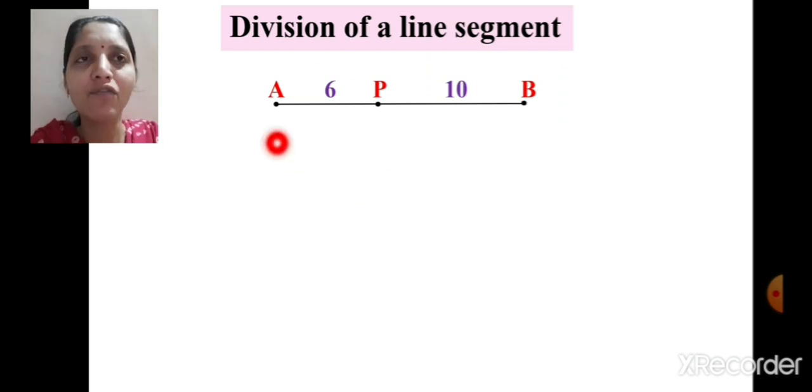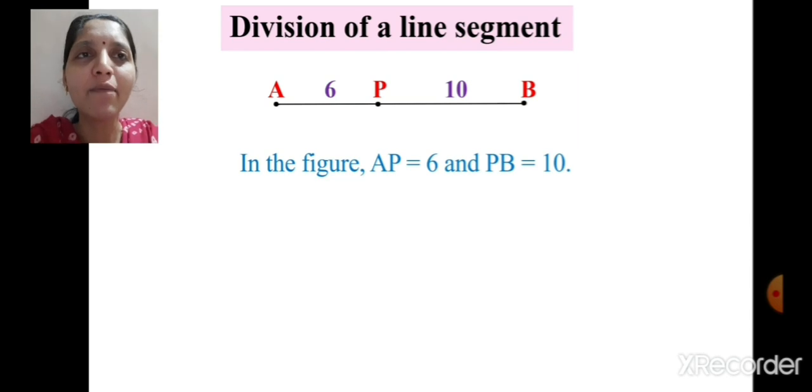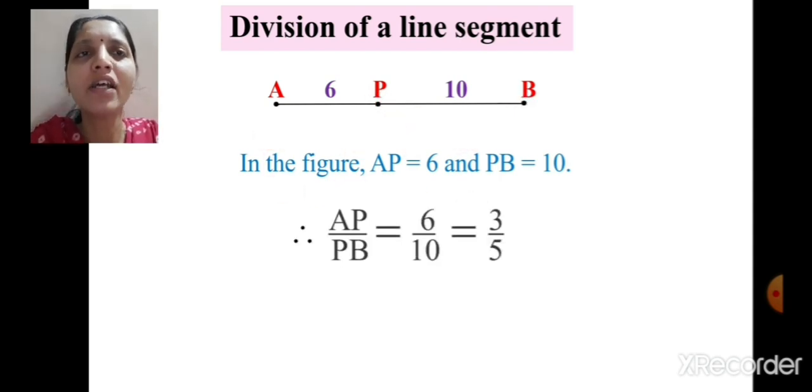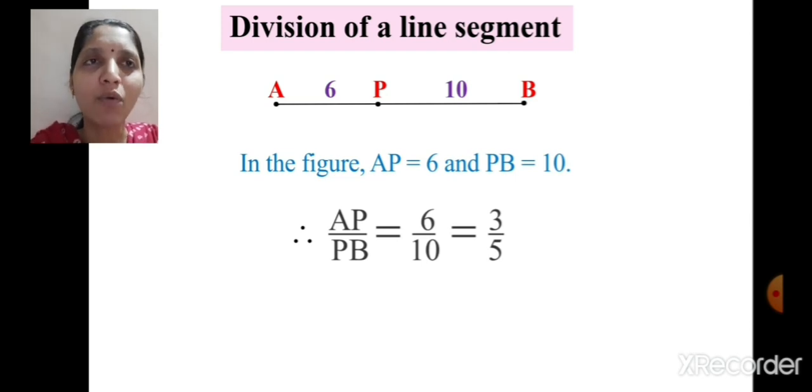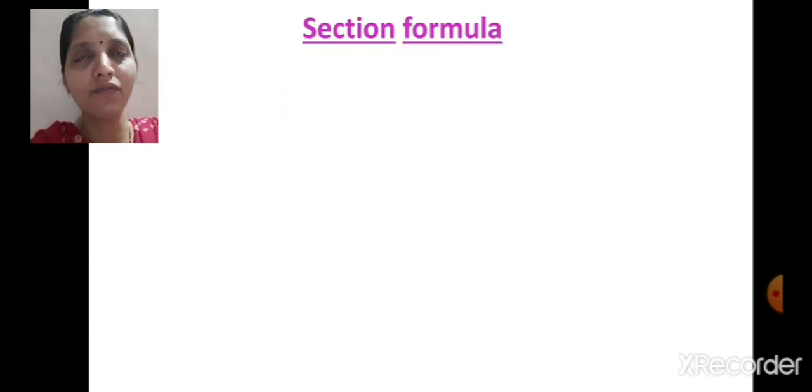Here I have drawn one line segment AB, and this point P divides this segment into two parts. Which are the two parts? AP and PB. So you will write here in the figure AP is equal to 6 and PB is equal to 10. If you find the ratio of AP upon PB, what you'll get? AP upon PB is equal to 6 upon 10, that is equal to 3 upon 5. Now let's see the section formula.